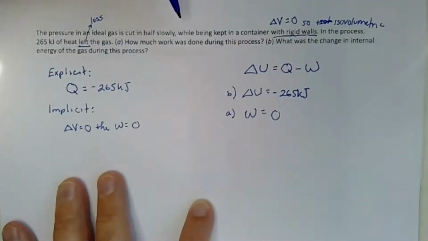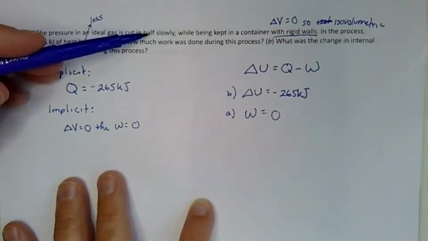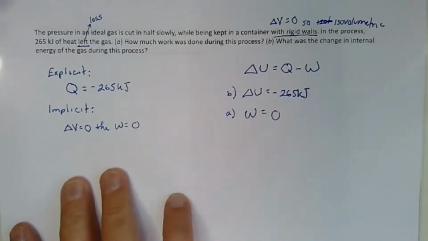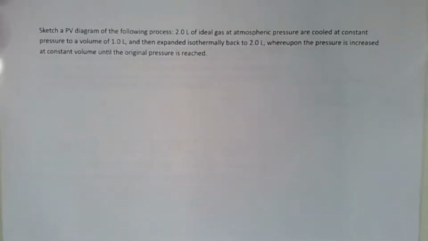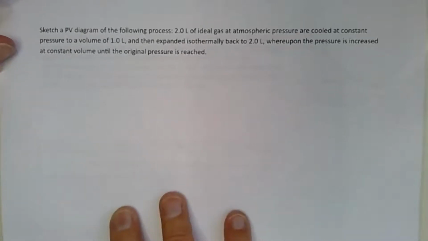It's all conceptual, but it started off by trying to break apart all the words. Pressure in an ideal gas is cut in half slowly. That didn't even apply. So it was just a red herring. All right, let's take a look at another one. Sketch a PV diagram of the following process.